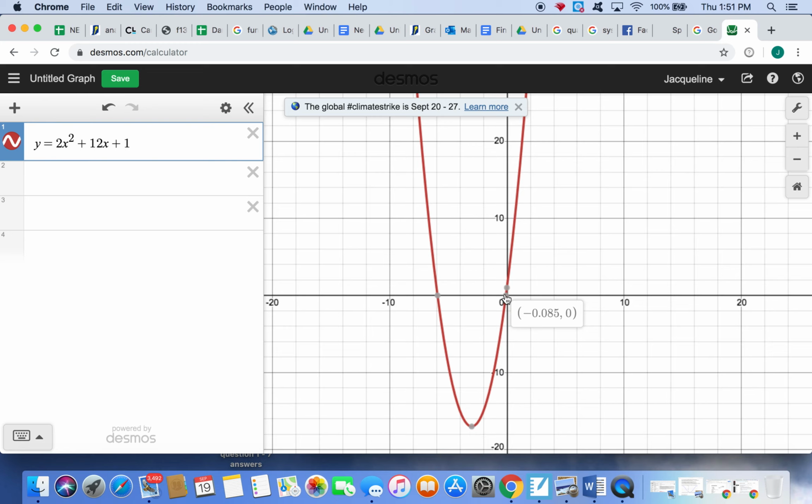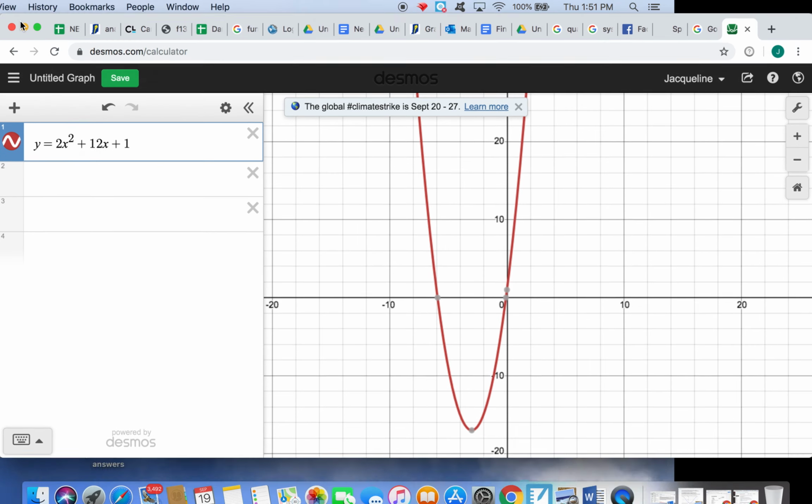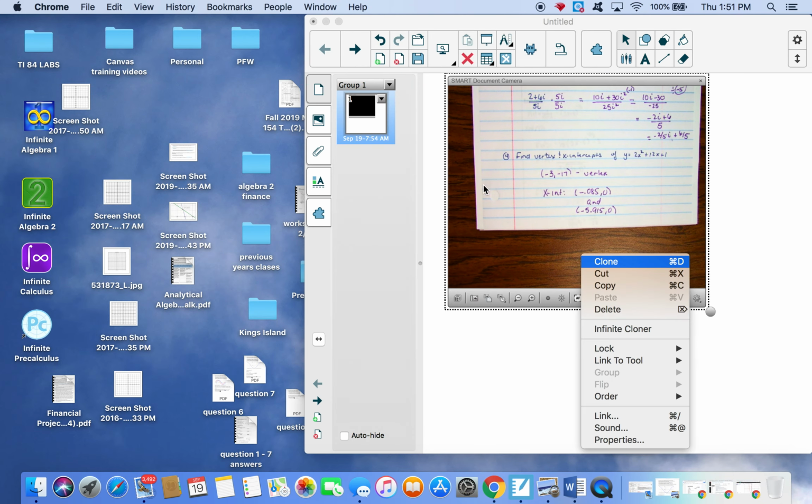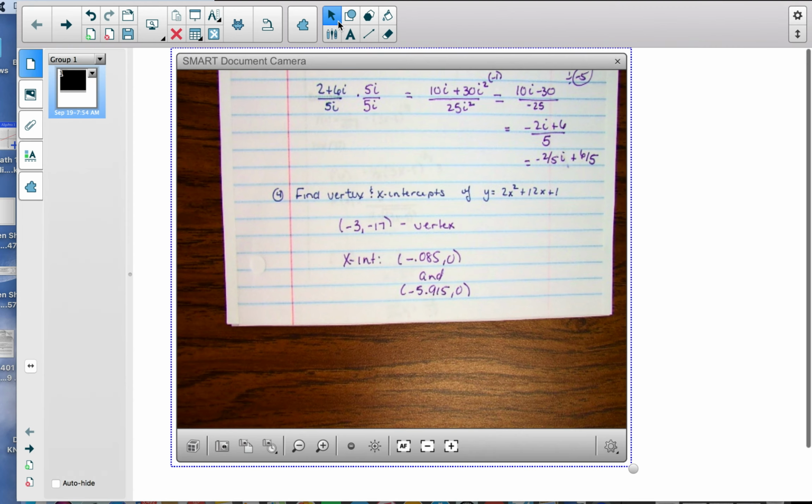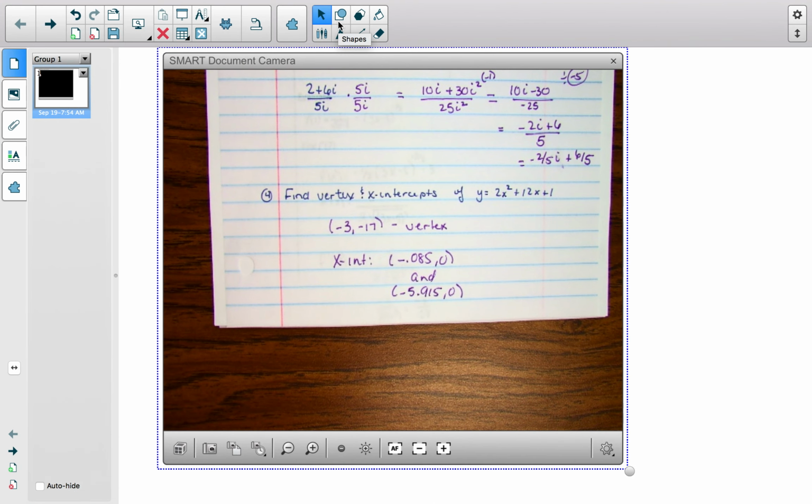and the x-intercepts are at negative 0.085 and negative 5.915, 0. So from Desmos, we can just pull that off of there and we can write it there, and that's all we need to do.